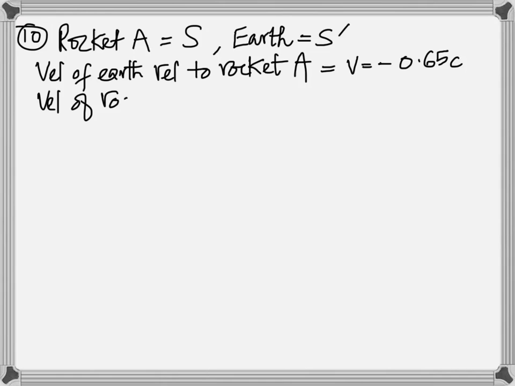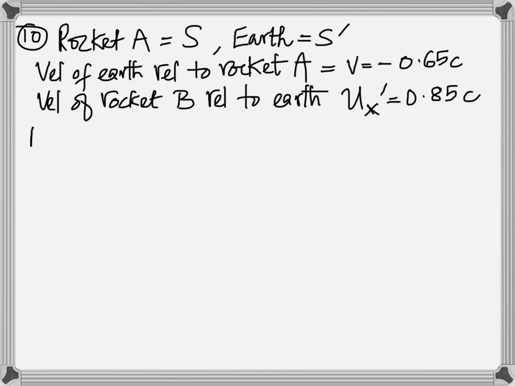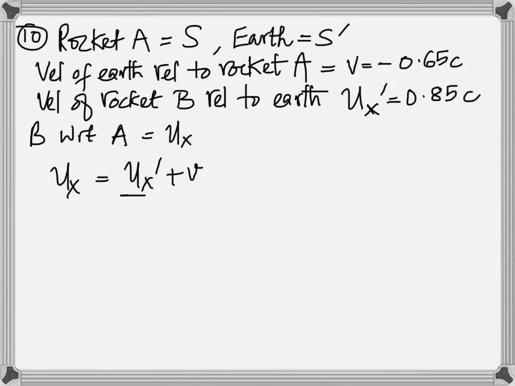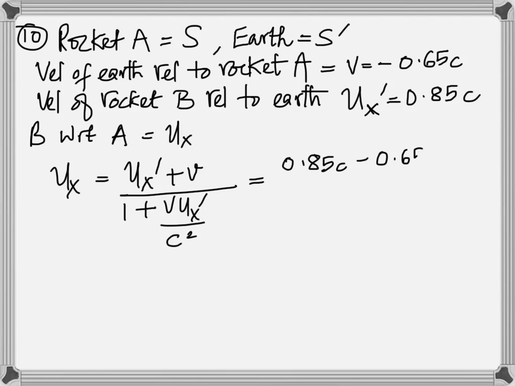And then velocity of the rocket B relative to the Earth, that's going to be ux prime, which is 0.85 c. And you have to find ux, B with respect to A, and the formula is ux prime plus V, divided by 1 plus V ux prime by c squared. After you get all that, it's so easy. Just plug in the numbers and calculate carefully.